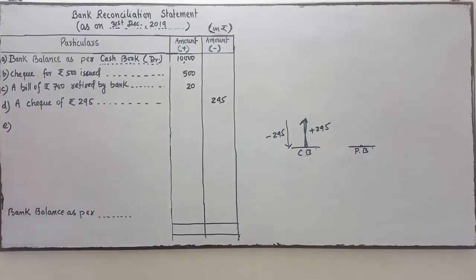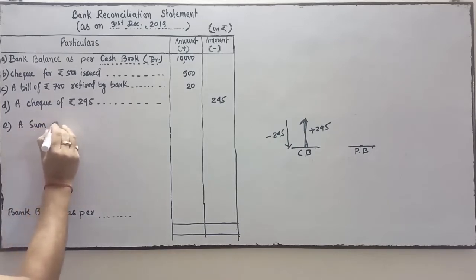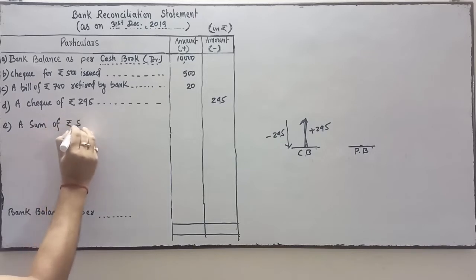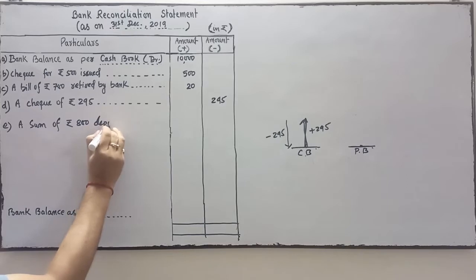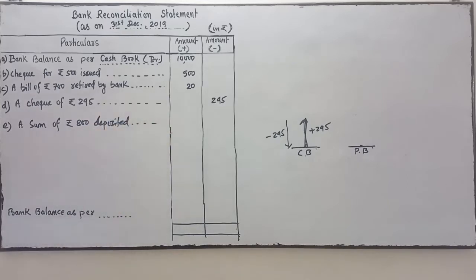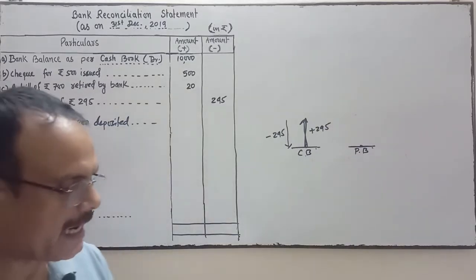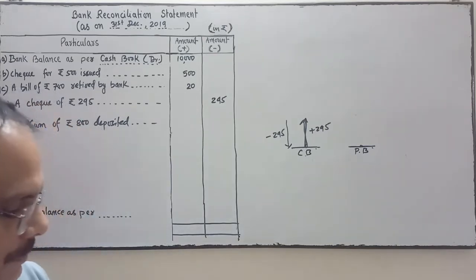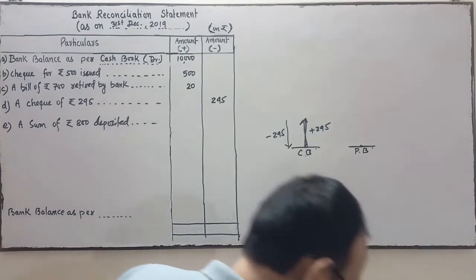Next point is E. A sum of rupees 800 deposited. You write the complete sentence. Sentence is, a sum of rupees 800 deposited in the bank has been credited as 80 in the passbook. Only 80 rupees is credited in the passbook.